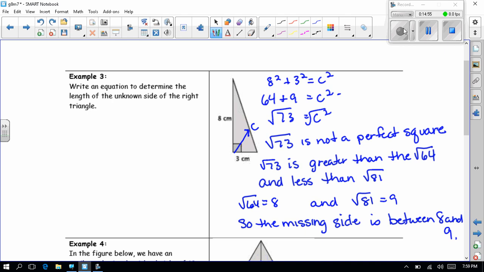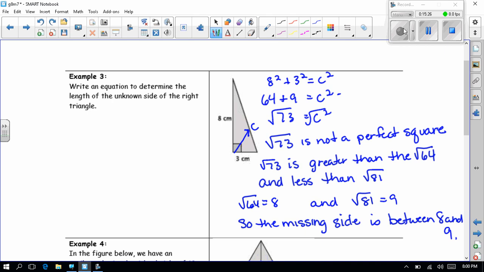And we looked at our square root table, and we saw that 73 is not a perfect square. But the square root of 73 is greater than the square root of 64 and less than the square root of 81. Why am I picking 64 and 81? Because they're perfect squares. When I take the square root of 64, I get 8. And when I take the square root of 81, I get 9. So the missing side of this triangle is between 8 and 9. It's going to be greater than 8 and less than 9.